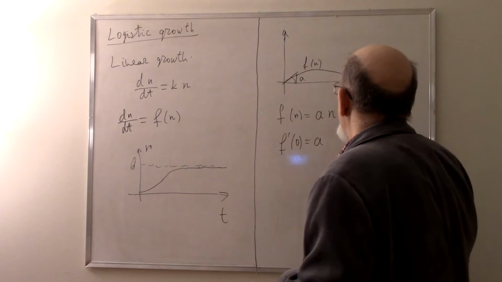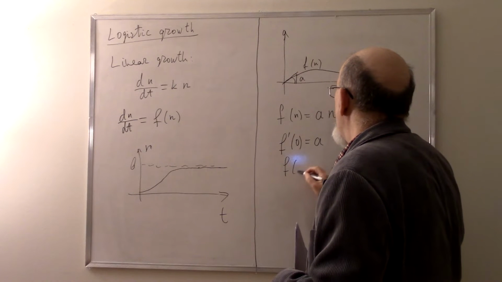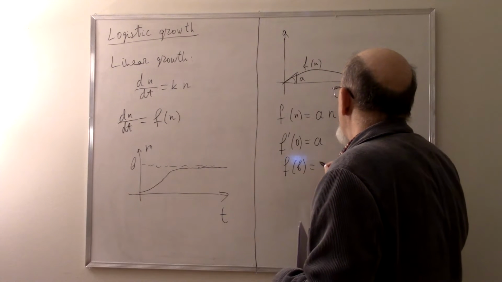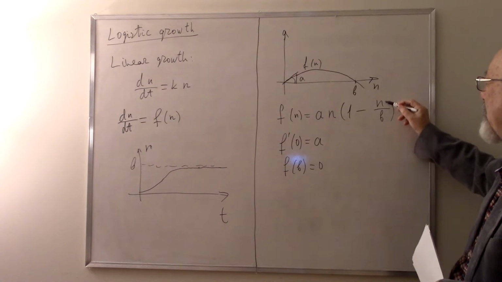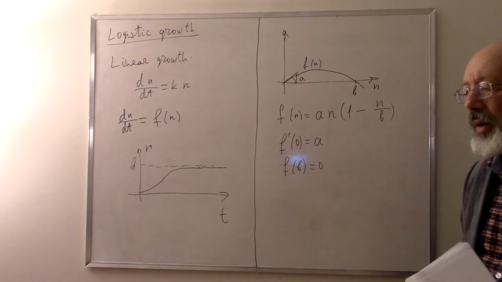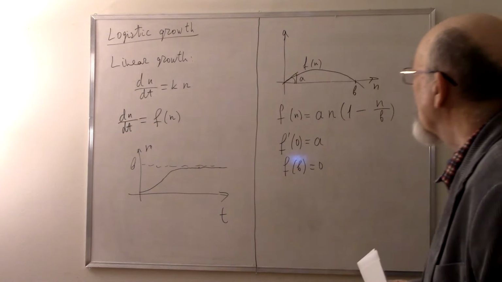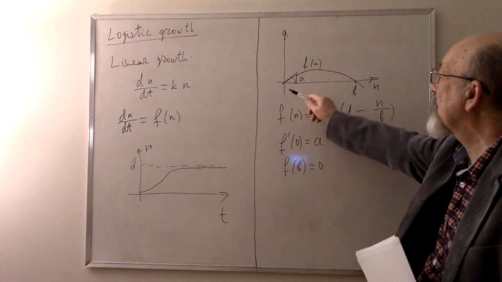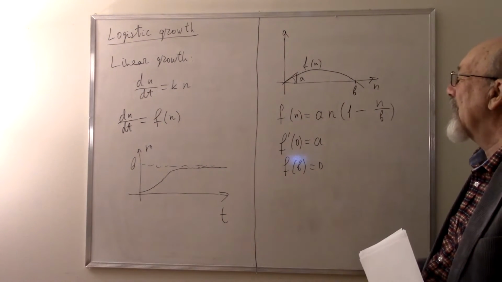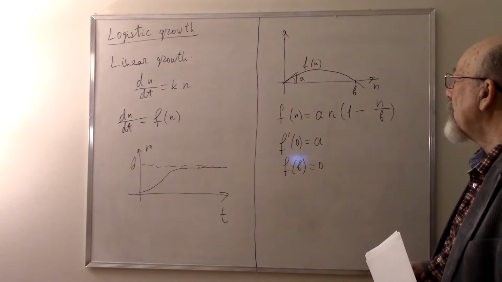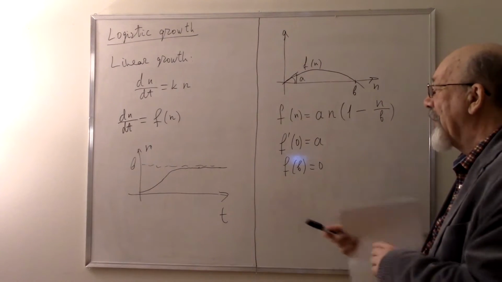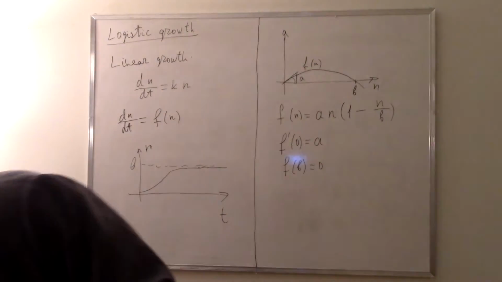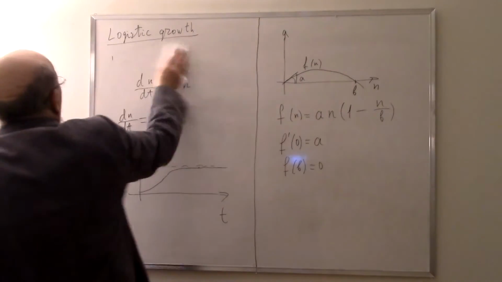Is a, and f of b equals 0. If you substitute x equals b, it becomes 0. So this is a typical example of such a function, and we will study an equation with this function. So our equation is the following.